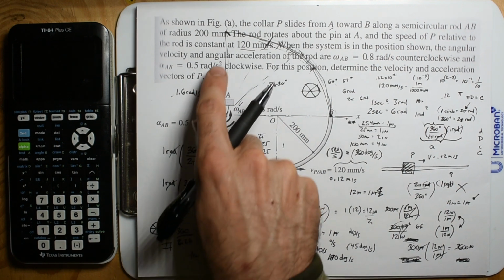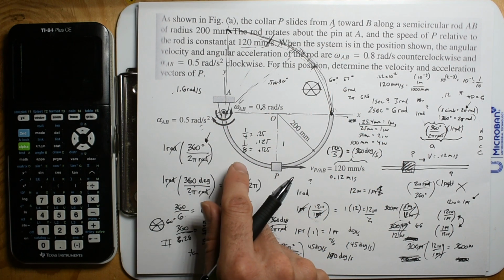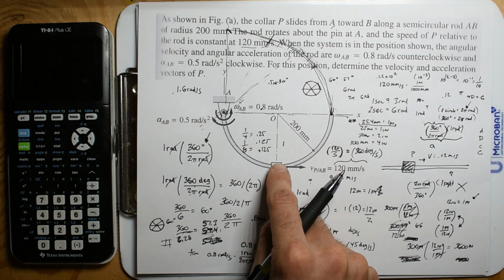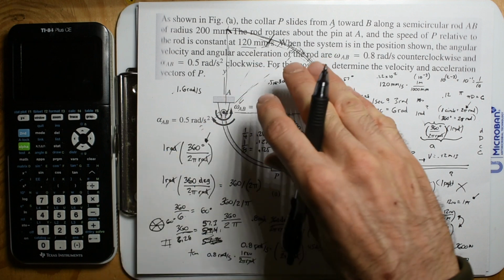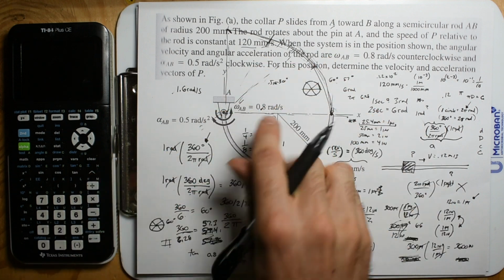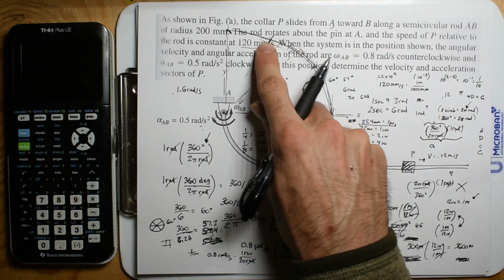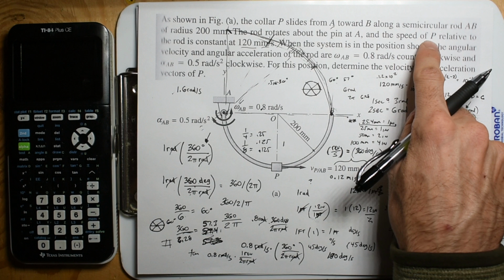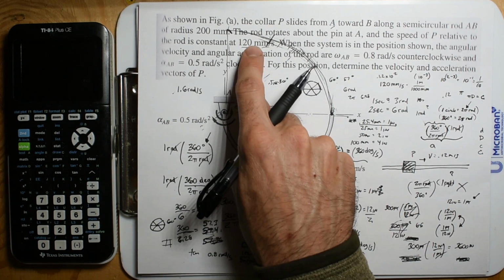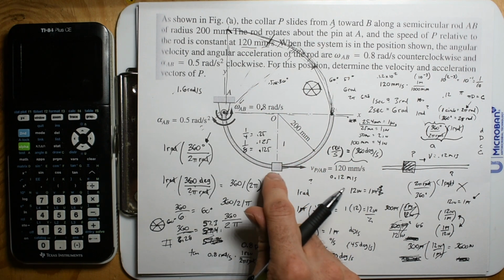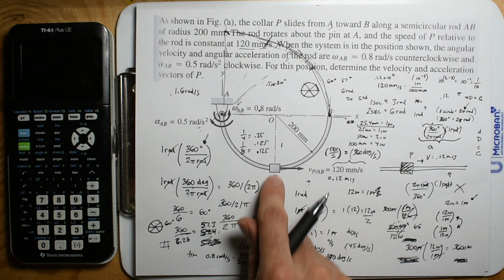The rod rotates about the pin A, but the only way it would do that, I think, is if something is inducing that rotation. If we just drop the system, it would just drop this way. So something's inducing this rotation of this rod, and it rotates about that point. The speed of P relative to the rod is just a constant, probably just constant at this point. We talked about that. It's not accelerating along the path because of gravity, let's say.